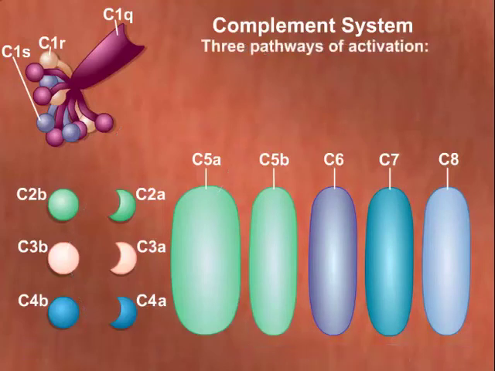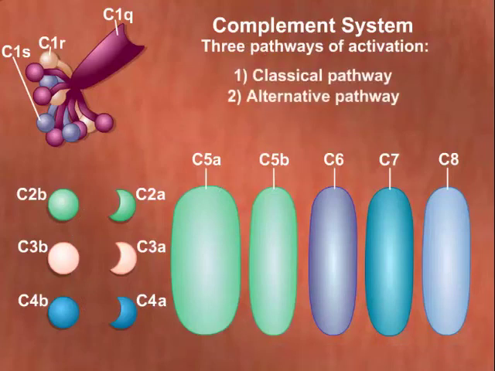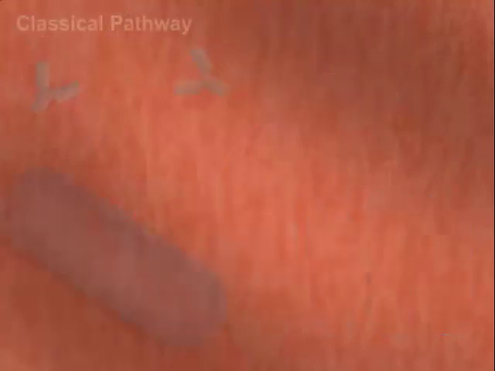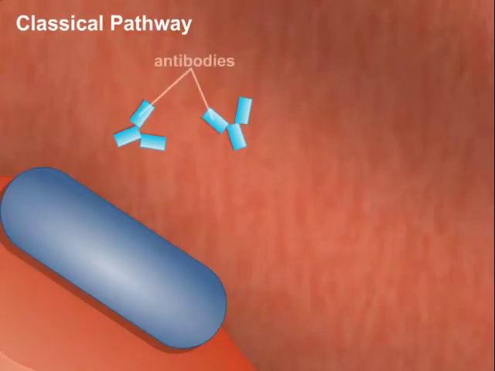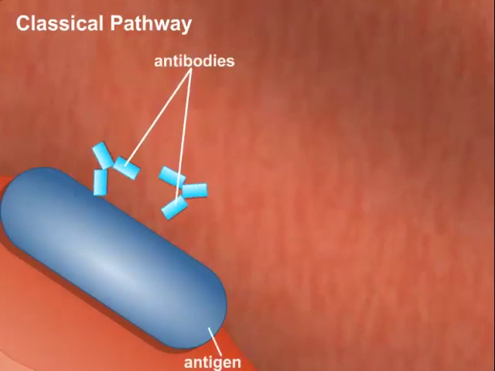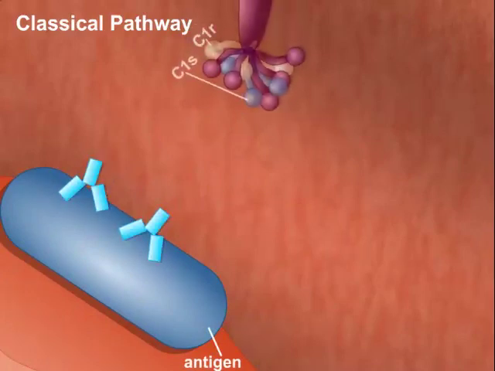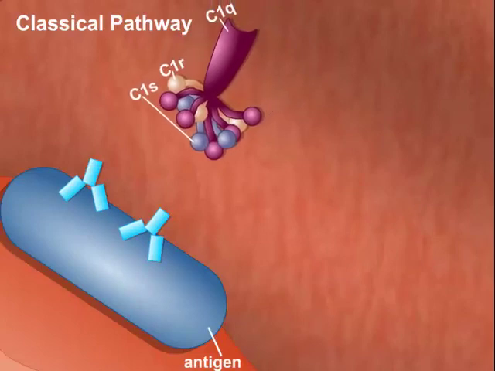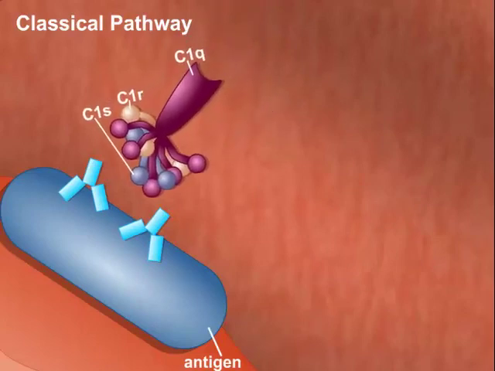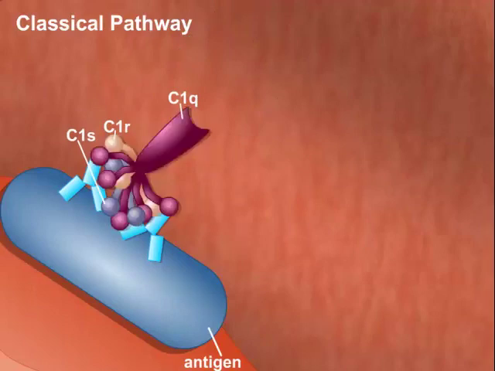There are 3 pathways of complement activation: the classical pathway, the alternative pathway, and the lectin pathway. The classical and alternative pathways are demonstrated in this animation. The classical pathway requires interaction of antibodies with an antigen, usually on a cell surface. Following binding of antibodies to cell surface antigens, C1, which is composed of 3 proteins, R, Q, and S, attaches to the constant region, Fc, of adjacent antibodies through its C1q subunit.